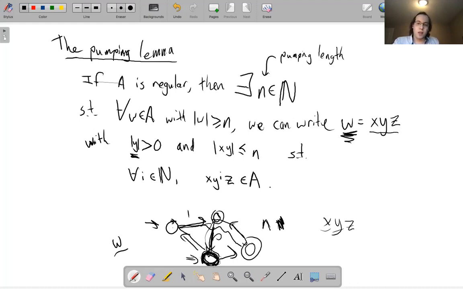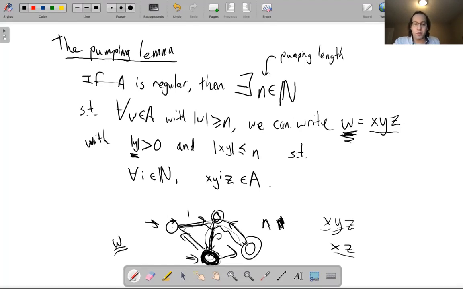Now, because reading Y just gets you back to the same state, if we didn't read Y at all, if we just took the string XZ, then the behavior of this DFA on XZ will still get us to the same final state. We've omitted the part of W where we were at this state, took some complicated detour, and ended up back at this state. In the string XZ, we just skip over that part and keep going, to the string Z that gets us from this state to some accept state.